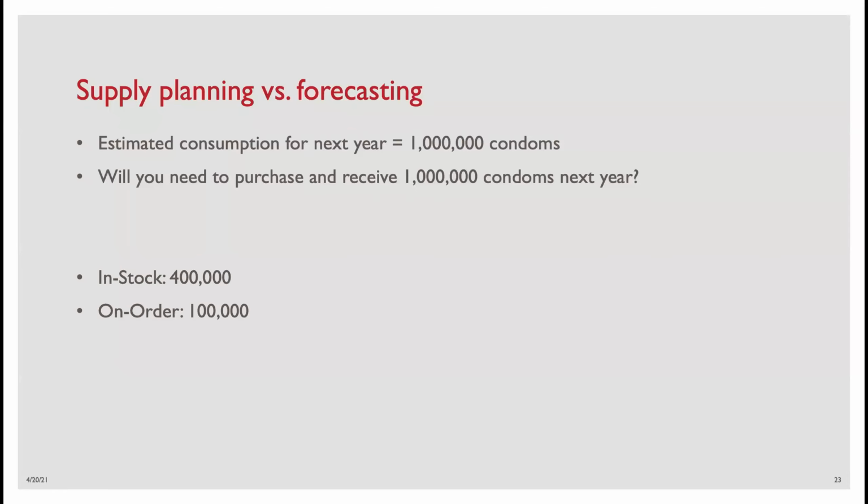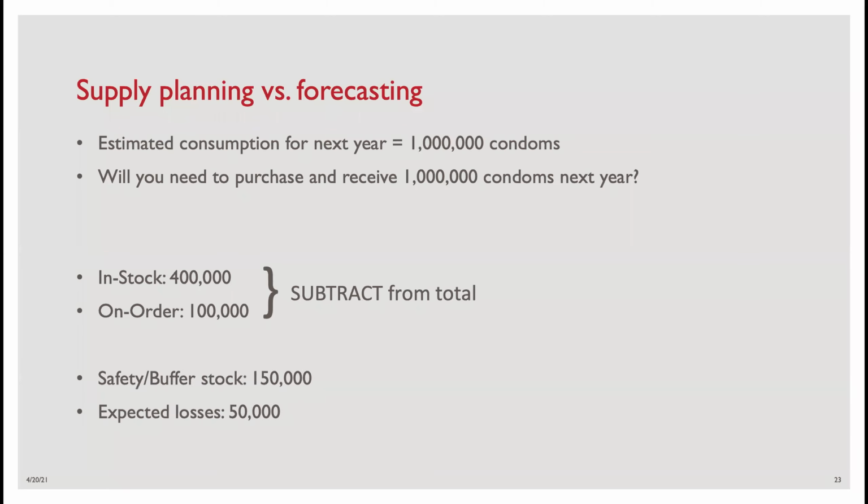Okay, so for example, if you have in stock 400,000 and you already have 100,000 on order, but it has not yet been received, then we don't have to purchase those again. So we would subtract those 500,000 from the million.